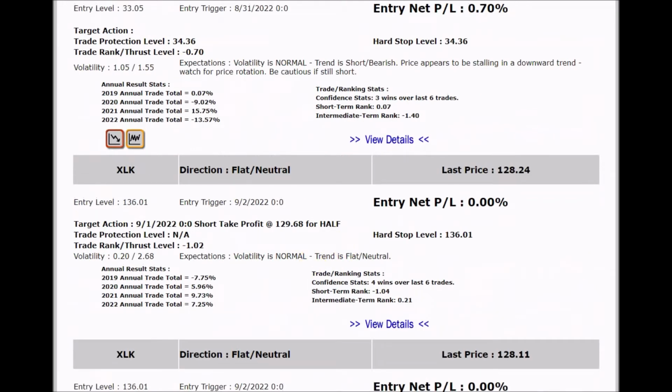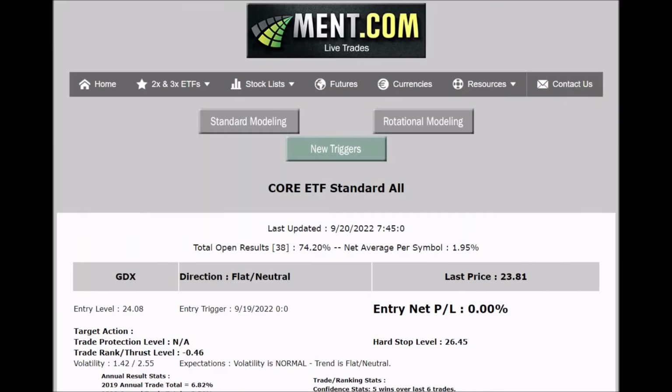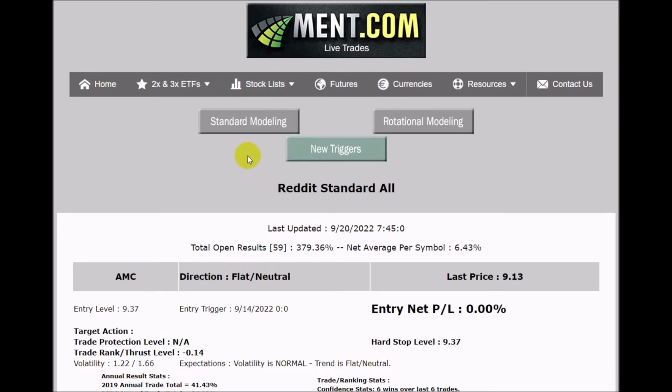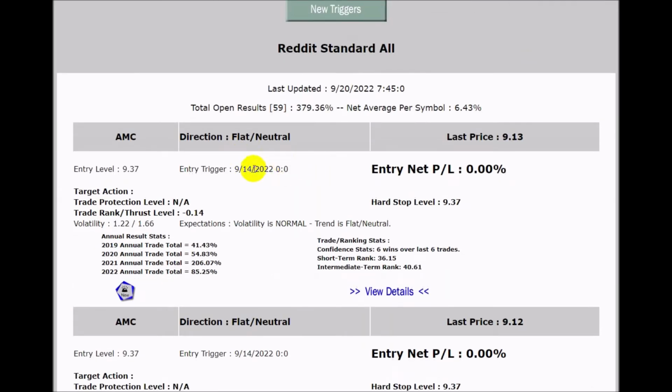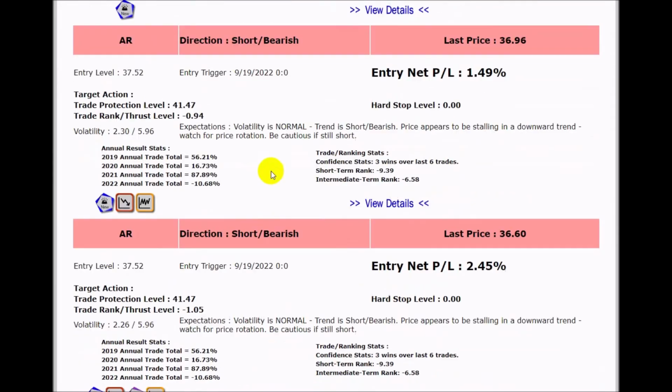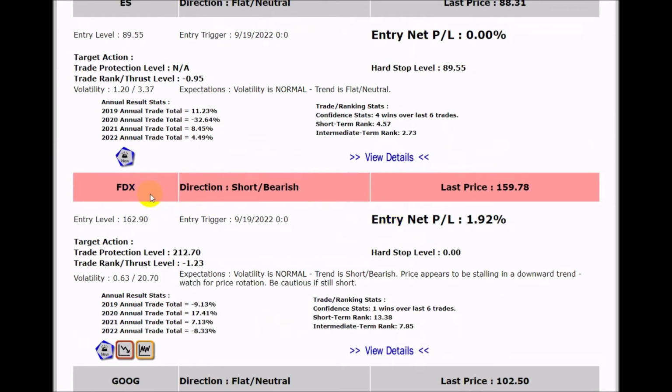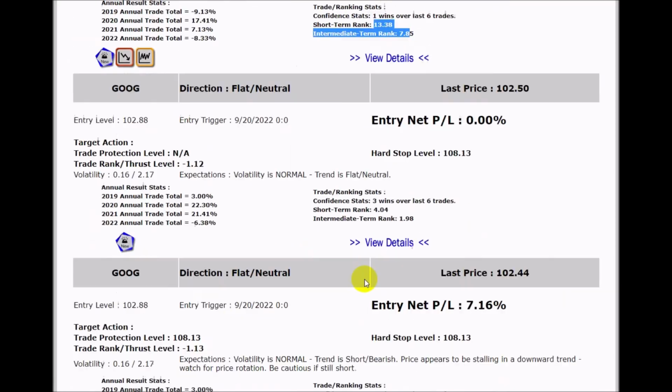Anyway, it's just an incredible solution when you think about it. So you come in here, you look at, for example, the new Reddit list. AMC is flat as of 9/14. We've got a bunch of duplicates again. AR is short, hasn't hit our target yet. We have no stop. FDX is short. We've got 1.92 profit in the trade. We have no stop. You can see the performance here is pretty solid for FDX.